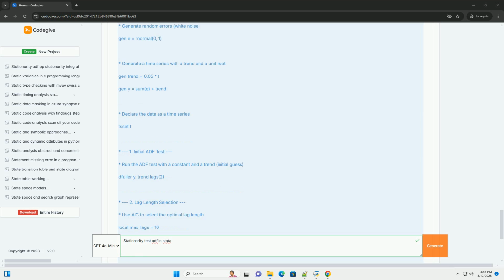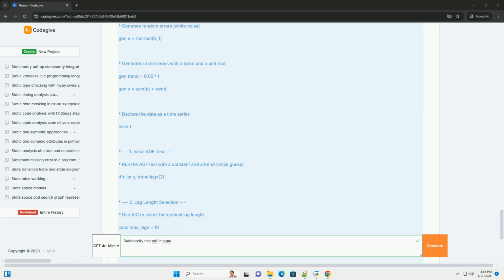First, let's create a simple non-stationary time series with a unit root. We'll simulate a random walk. In this example, `clear all` clears the memory. `set obs 100` sets the number of observations to 100. `gen t = _n` creates a time variable.